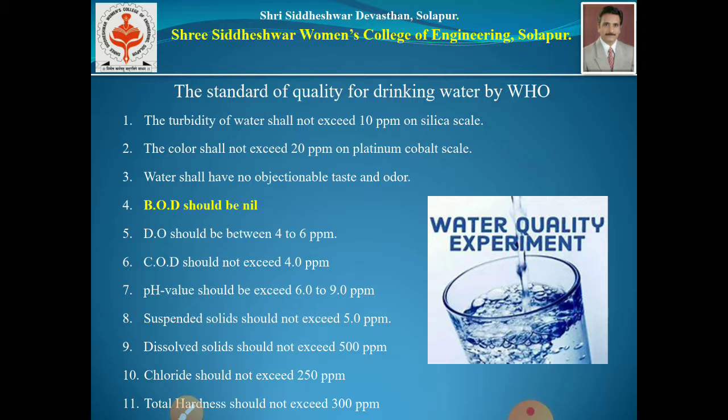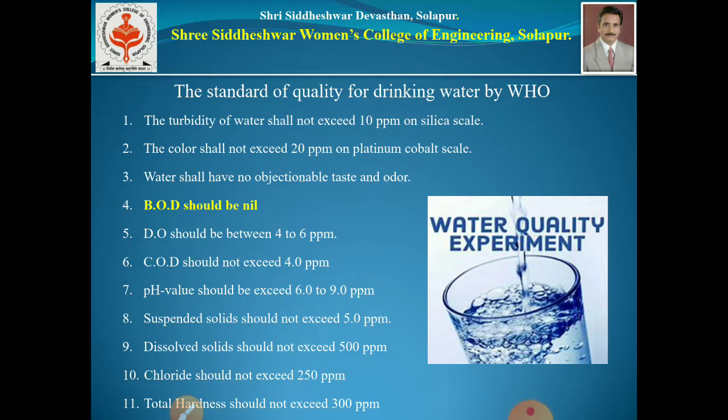So 10 ppm means 10 parts of this silica impurity in 10 lakh parts, means 1 million parts of water. So this is very less amount, 10 ppm. So as good as negligible. So water should be completely clear. Similarly color. We all know that water should not have a color.